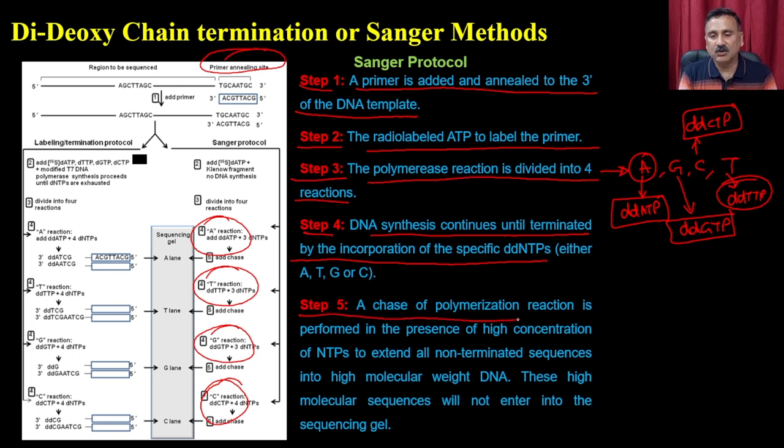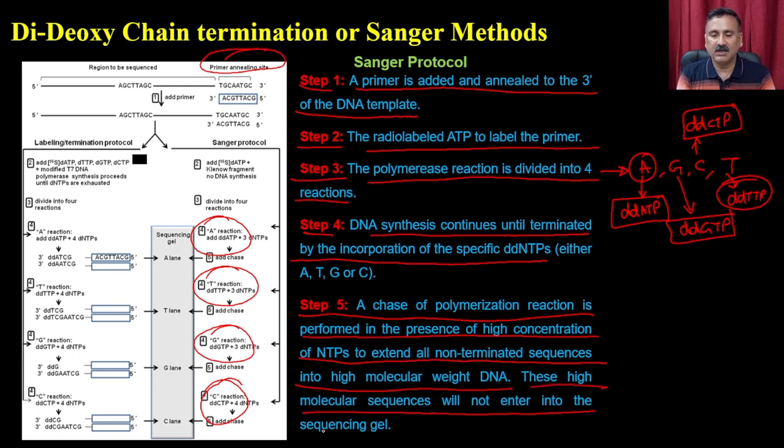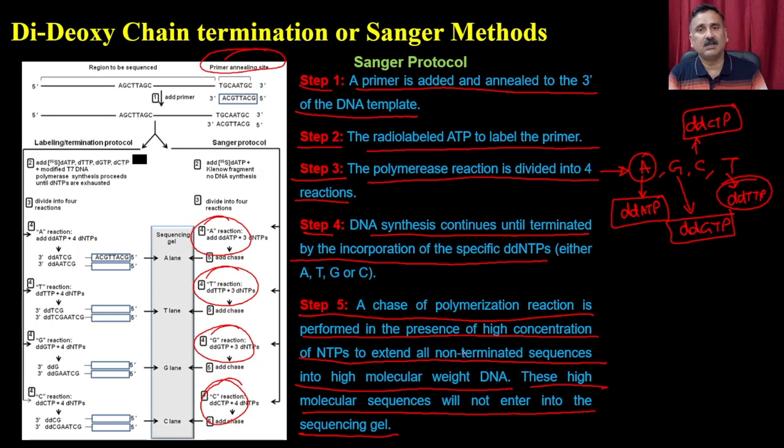Then a chase of the polymerization reaction is performed in the presence of a high concentration of dNTPs to extend all the non-terminated sequences into high molecular weight DNA. This high molecular weight DNA will not enter the sequencing gel, because the pore size of the sequencing gel is adjusted in such a way that it does not enter. This high molecular weight DNA will not provide any information about the terminations, and it would make the analysis more complex.